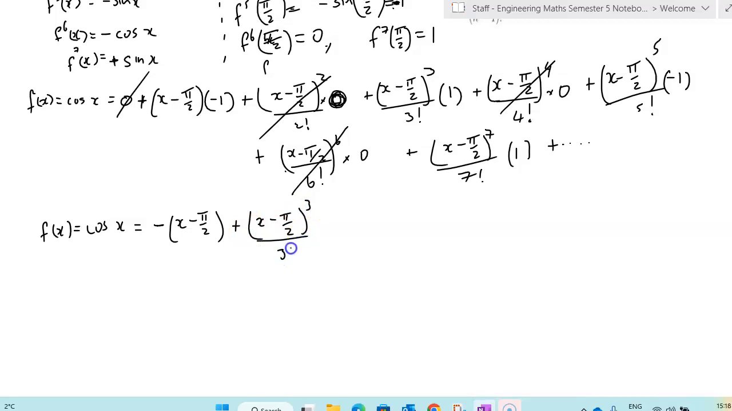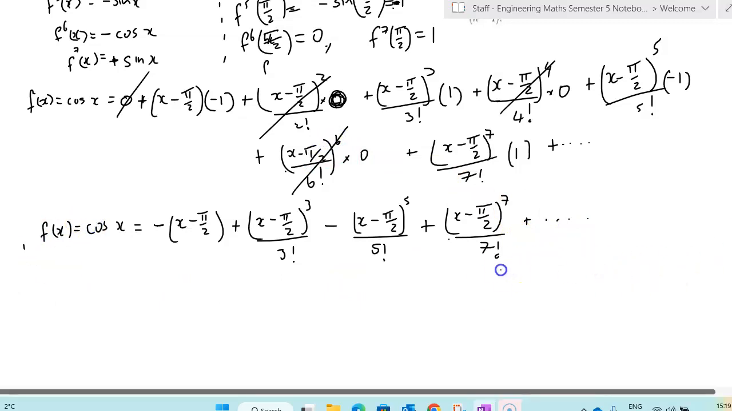over 3 factorial. Then the next one is a 5, and it's multiplied by minus 1, so we have minus x minus pi over 2 to the power of 5 over 5 factorial. And the last we're doing is x minus pi over 2 to the power of 7 over 7 factorial. It's multiplied by 1, so that's fine, and the power of 6 was 0. And that is our series done, okay? That's part 1 done.